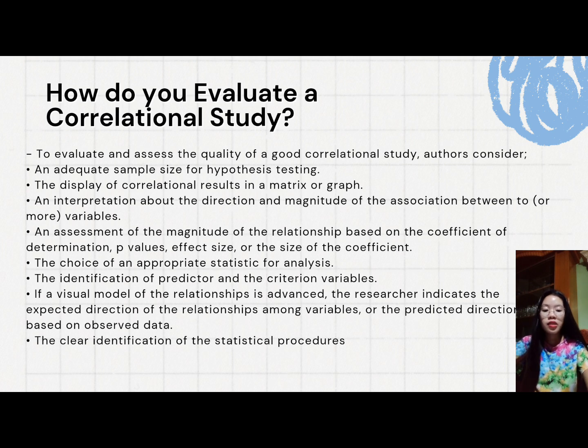So the next one is, how do you evaluate a correlational study? To evaluate a correlational study in terms of the strength of its data collection, analysis, and interpretations, these factors include adequate sample size, good presentations in graphs and matrices, clear procedures, and an interpretation about the relationship among variables.